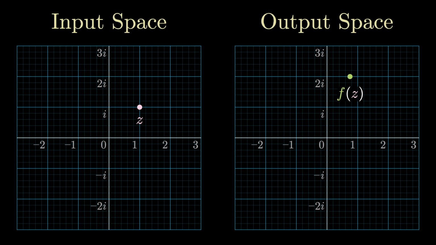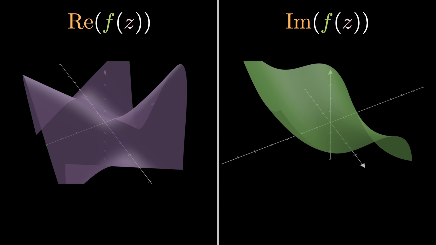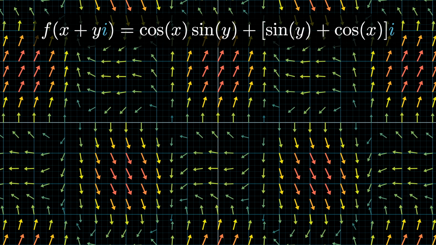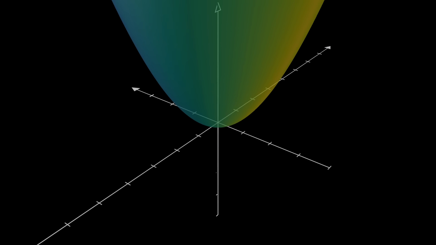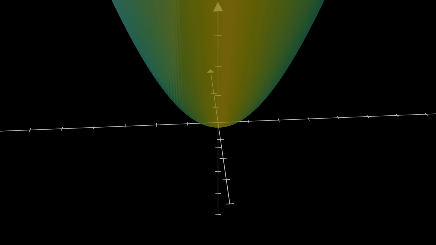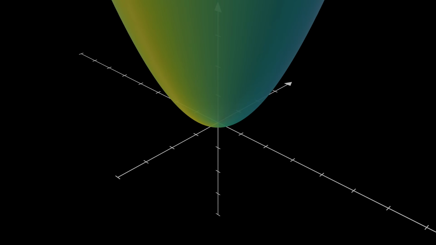There are actually many ways by which we can visualize complex functions. For instance, I can graph both the imaginary output and the real output on two different plots. Or I could consider each complex number in the output space as a vector, giving us a vector field. Or I could even graph the magnitude on the z-axis and have color represent the angle. But before we talk about complex derivatives, let's revisit the real derivative.